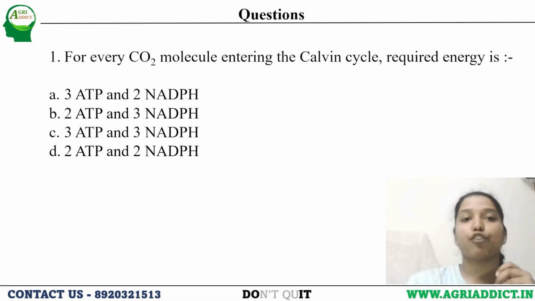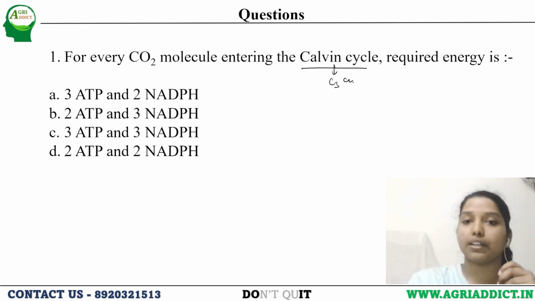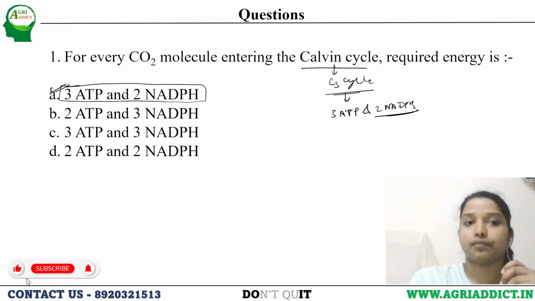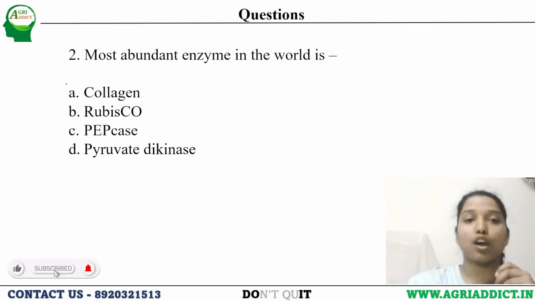So the first question is, for every carbon dioxide molecule entering the Calvin cycle, the required energy is. Calvin cycle is nothing but the C3 cycle. And in the C3 cycle, as we studied in the previous class, we need 3 ATP and 2 NADPH2. So the correct answer is the first, 3 ATP and 2 NADPH2. Okay, let's move to the next slide.